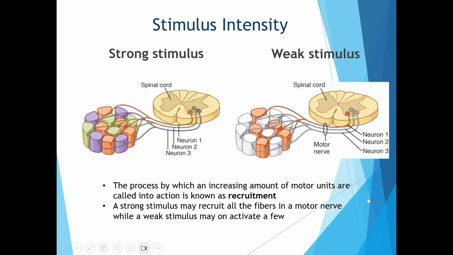Okay, strong stimulus or weak stimulus. So the stronger the stimulus, the more muscle fibers and motor units that are going to be recruited. And so I say recruited because the process of increasing the amount of motor units that we're asking to work is known as recruitment. And so in this example, a strong stimulus may get every single fiber to turn on, while a weak one may only get a few to turn on.